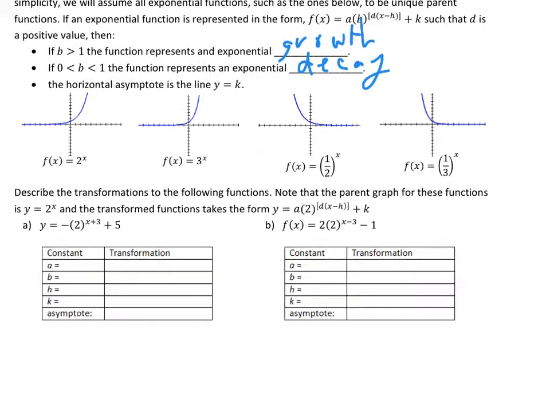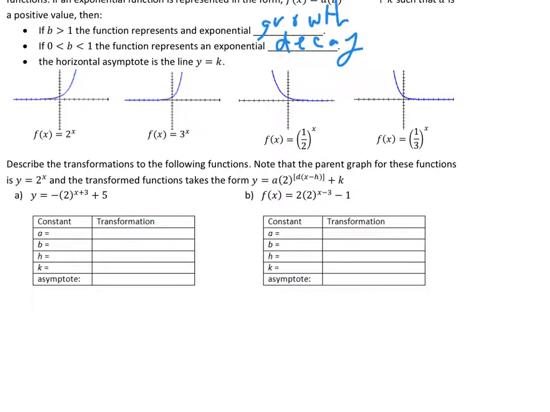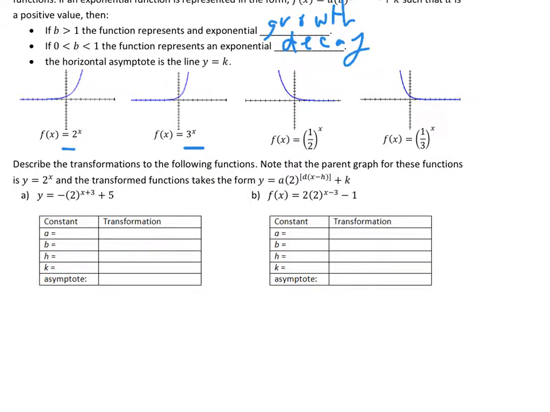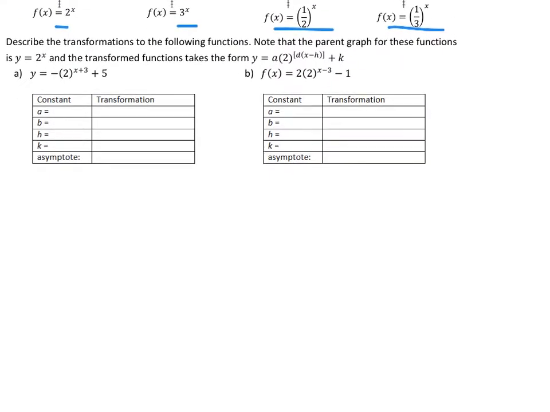So now if we just look these over, here's a 2 and a 3 for B, so they're both growing. Here's a 1/2 and a 1/3 between 0 and 1, so they're both decaying. So starting small, getting really big quickly, starting big, getting really small quickly. Again, I'll review. Let's go down, so let's look at some.